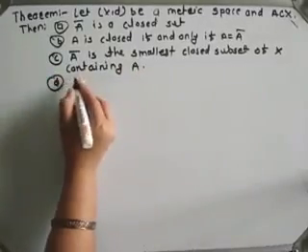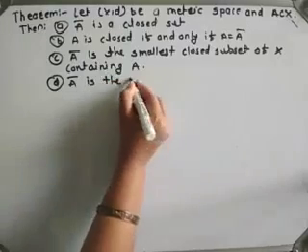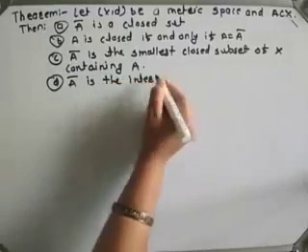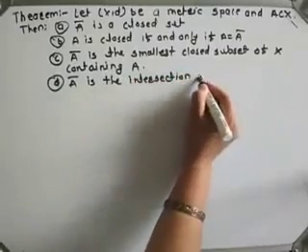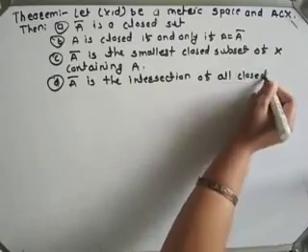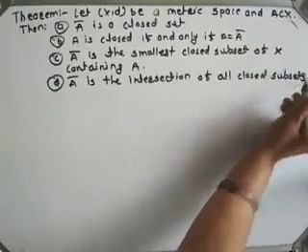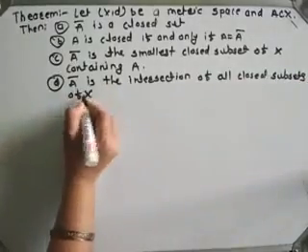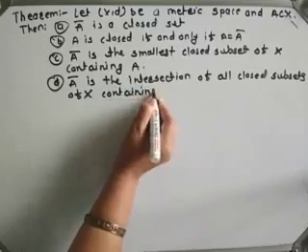And last, part D: A closure is the intersection of all closed subsets of X containing A.